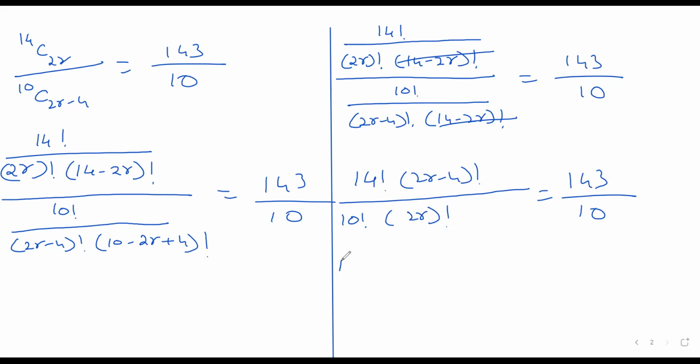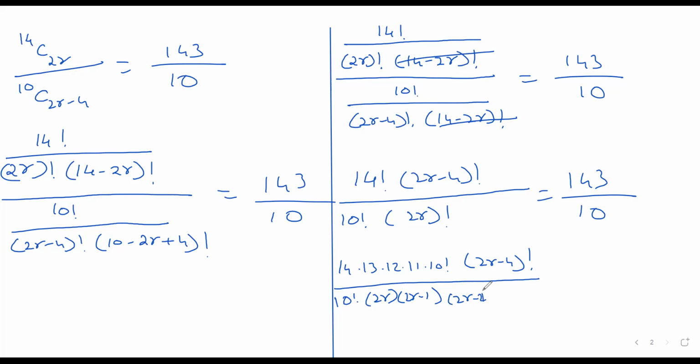We can write this as 14 into 13 into 12 into 11 into 10 factorial, 2r minus 4 factorial. This is 10 factorial, 2r, 2r minus 1, 2r minus 2, 2r minus 3, 2r minus 4 factorial is equal to 143 by 10. This and this will get cancelled. This and this will get cancelled.